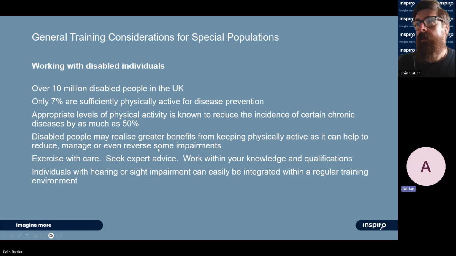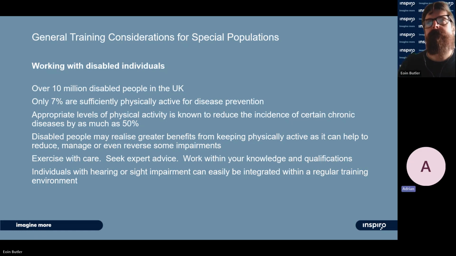Yeah, I've just got one. Sufficiently physically active for disease prevention. Okay, yeah. So only 7% are actually able to be active enough to prevent diseases from occurring. Does that make sense? Diseases being, so it could be coronary heart disease, high blood pressure, high cholesterol levels, type 2 diabetes, things like that.